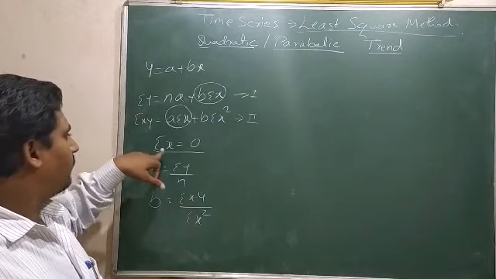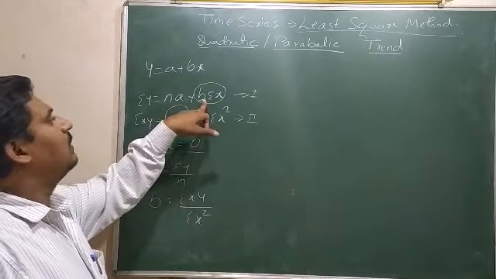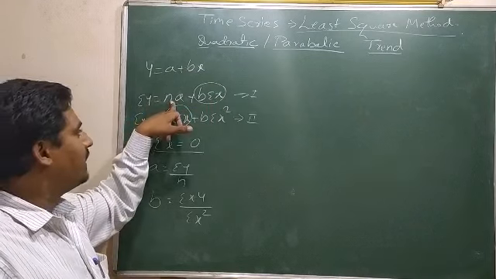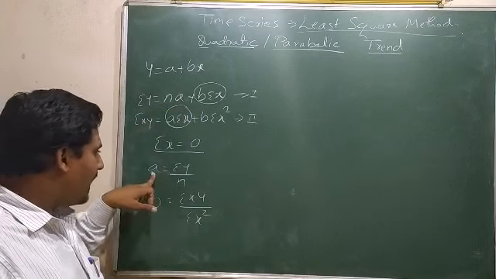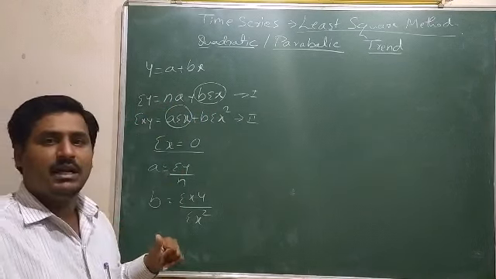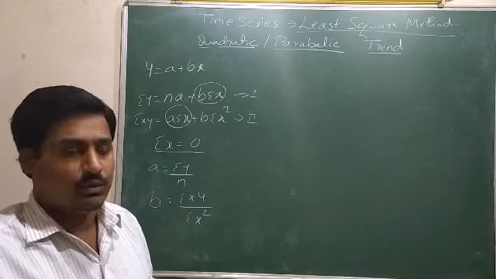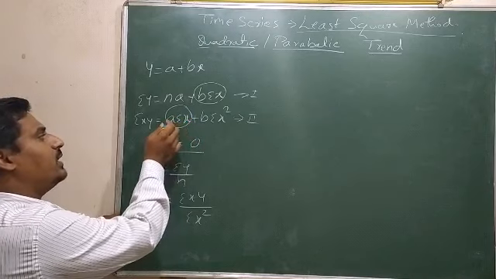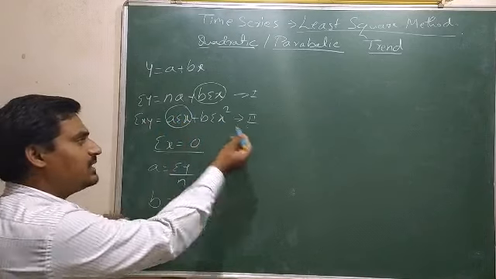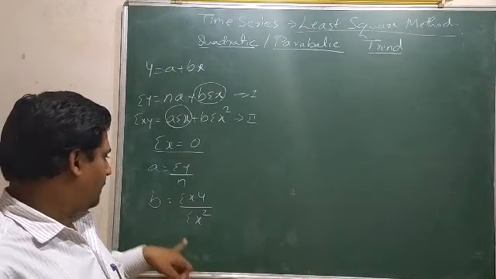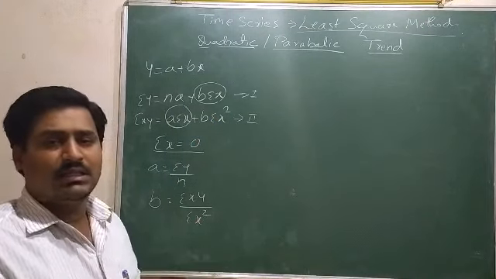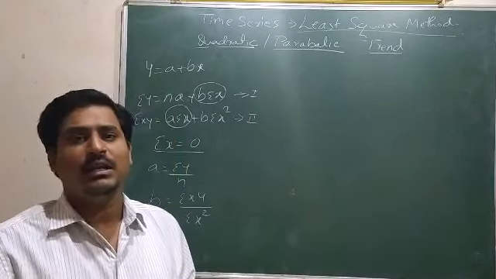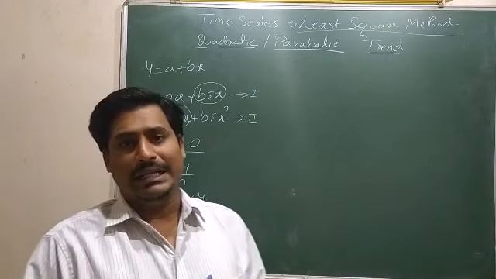So when summation x is 0, b into summation x becomes 0. So summation y is equal to na. So a is equal to summation y by n, that is the average of given values. Whereas for b, summation x is 0, so a into summation x is 0. So summation xy is equal to b summation x square. So we get b is equal to summation xy divided by summation x square. This is the rate of increase. So it tells whether we get increasing trend or decreasing trend.